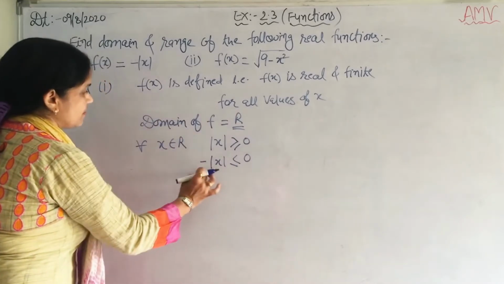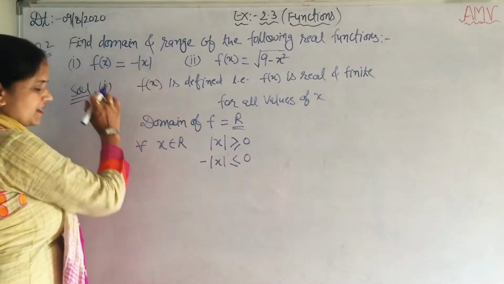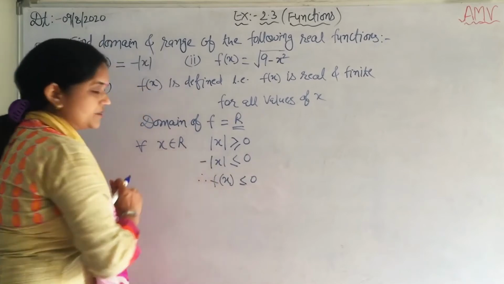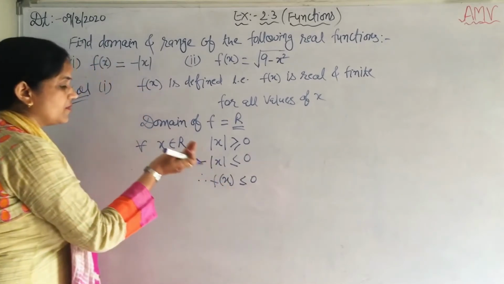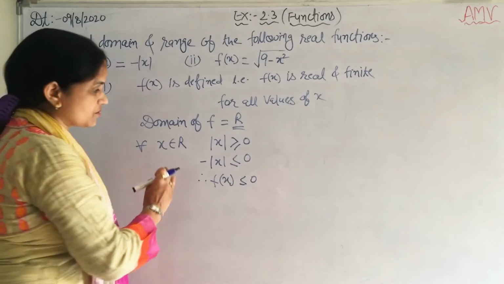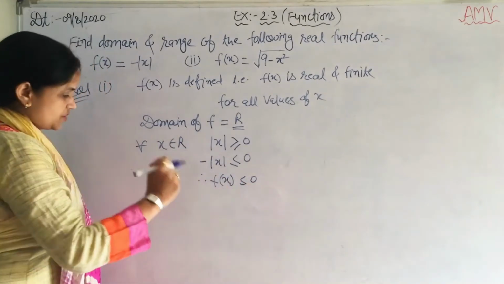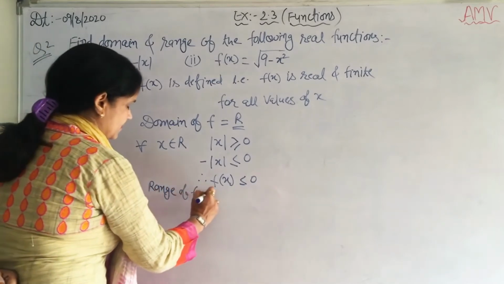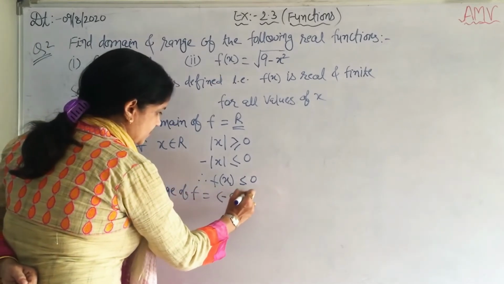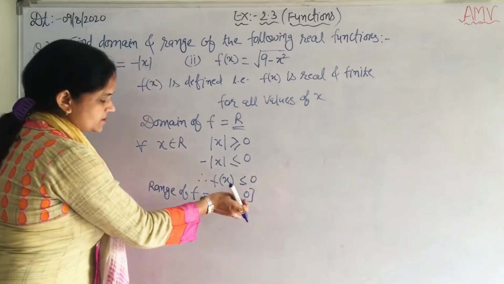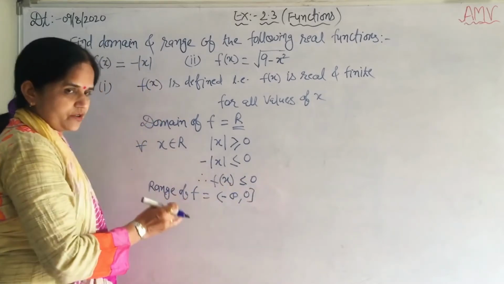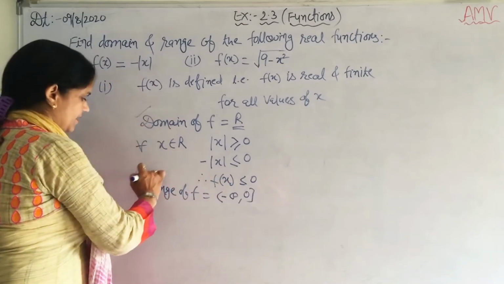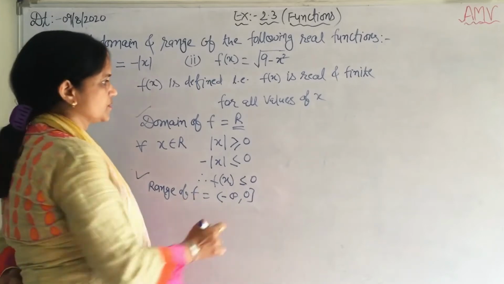And now see, minus mod of x, it is given f(x). So here f(x) is less than or equal to 0. It means the image of all x's of real values is always less than or equal to 0. So range of f, it is minus infinity to 0. Okay, closed interval at 0. 0 is included here. So it is the domain R and range is minus infinity to 0.